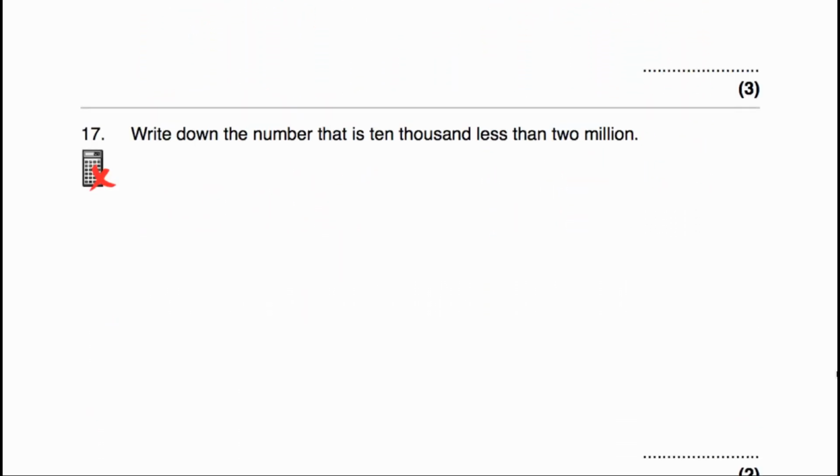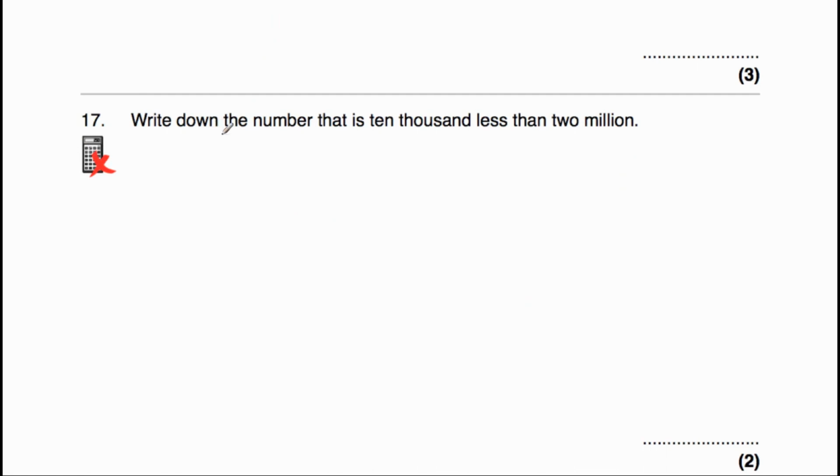Question number 17 says, write the number that is 10,000 less than 2 million. Now you could do this question by just taking 2 million and taking off 10,000, so that would leave you with 1,990,000, and that would be one way you can do it. Alternatively, we can do it by writing it down.